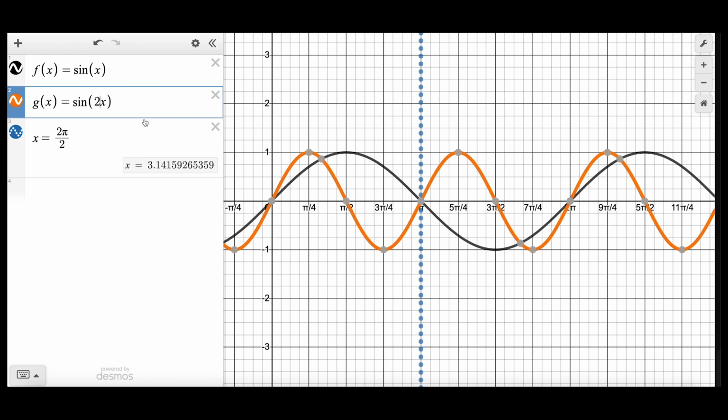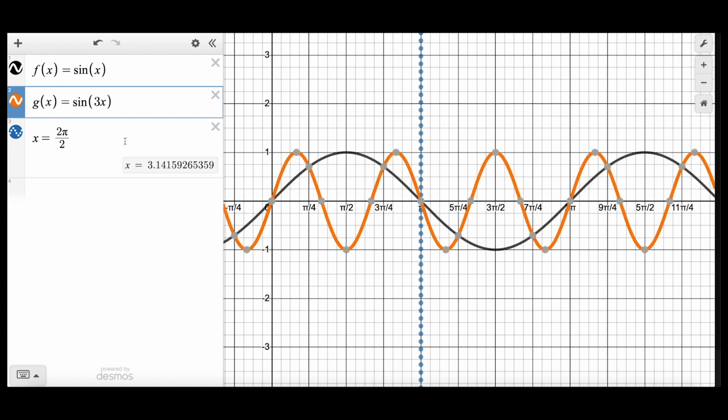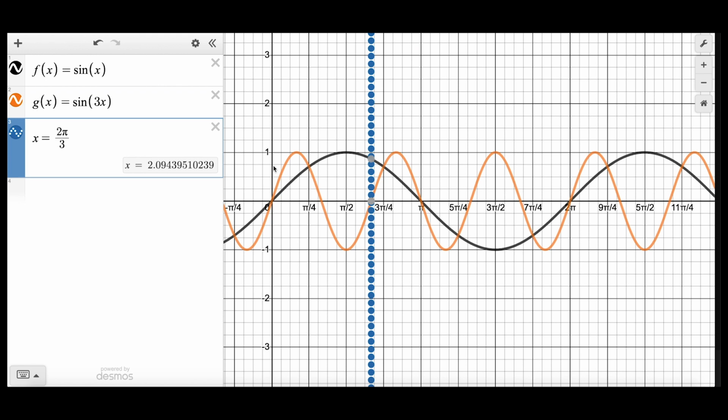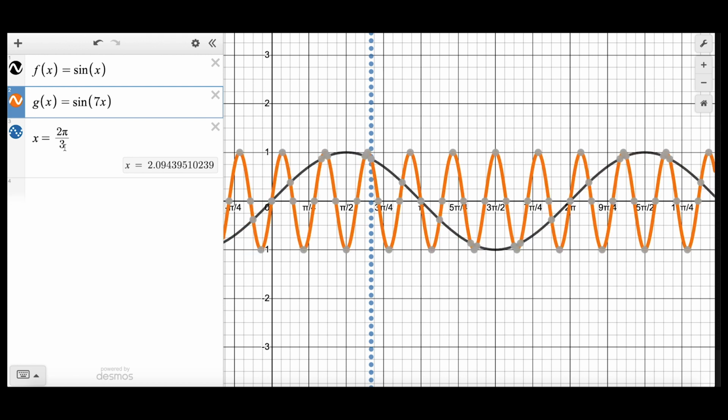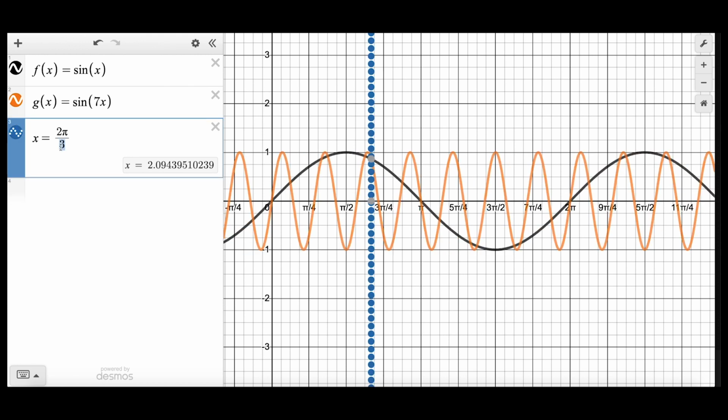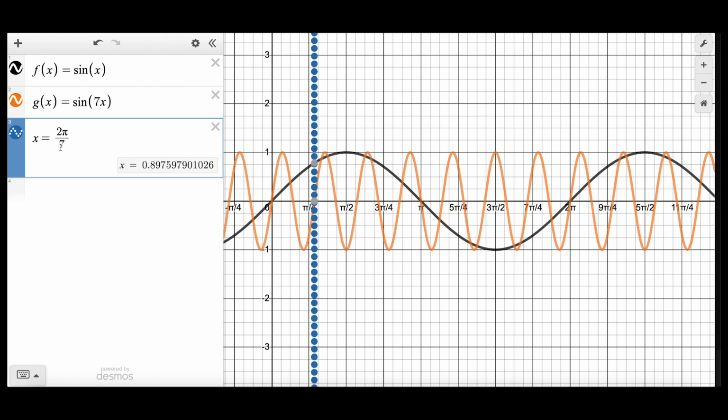Let's play around with this a little bit. So sine of 3x has a period of 1/3 of 2 pi, because now it does 3 cycles within a distance of 2 pi. If I do 7, then that means that it's going 7 times as fast, so it takes 2 pi in 7 chunks. So up, down, back. There's 7 of these. Up, down, back, up, down, back, and so on, in the distance of 2 pi.